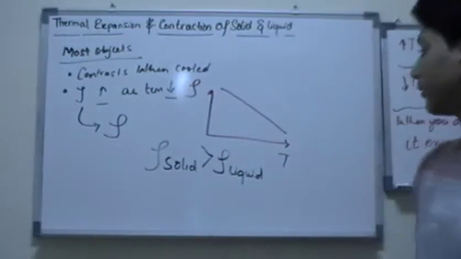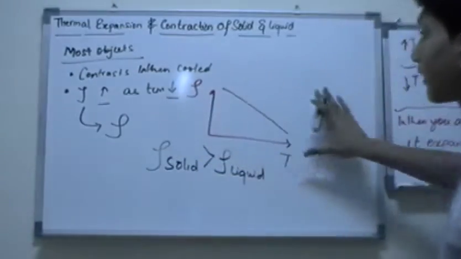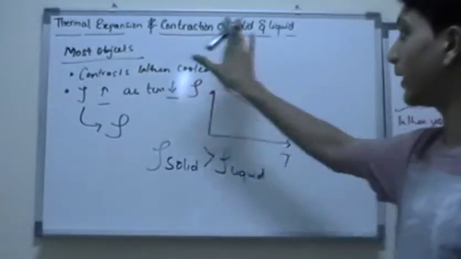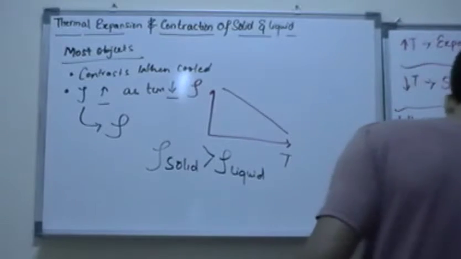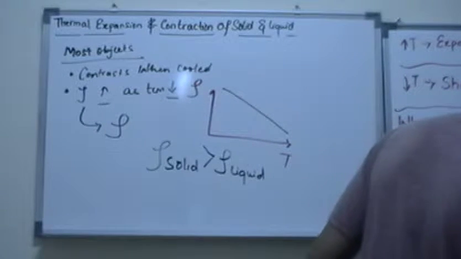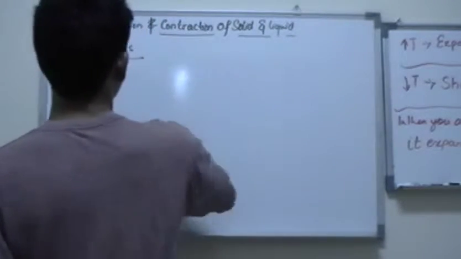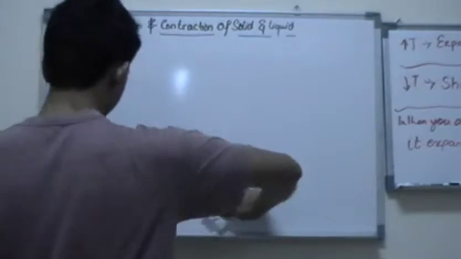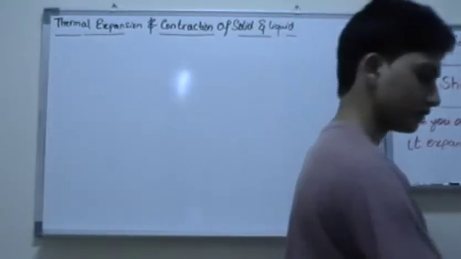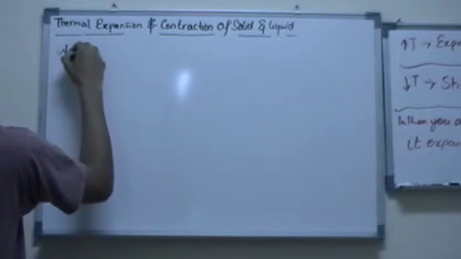Now, why is water weird? Here we talked about most of the objects. Now let's talk about water, and why water is weird. Let's write things down to understand briefly why water is weird, and I will give you a few real life examples to understand what we are talking about.